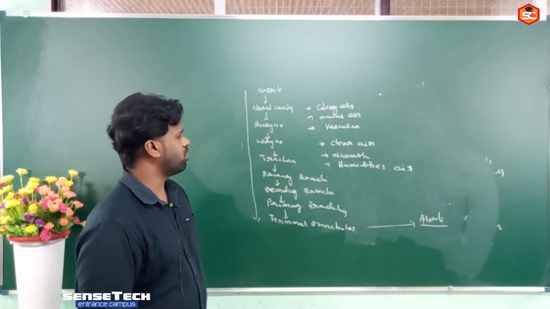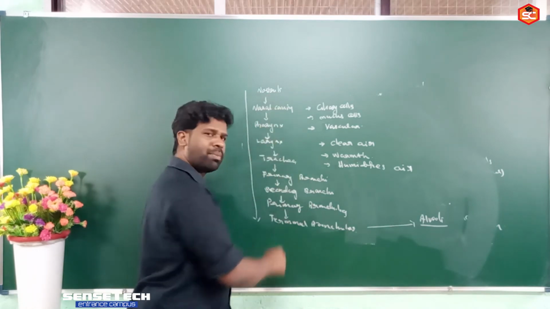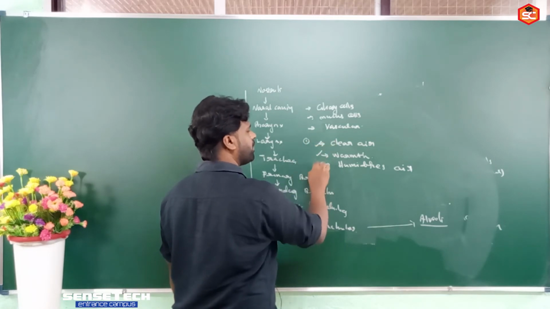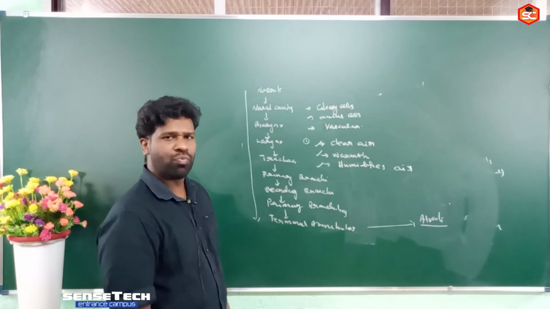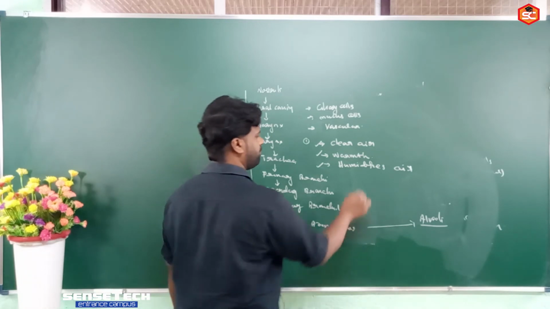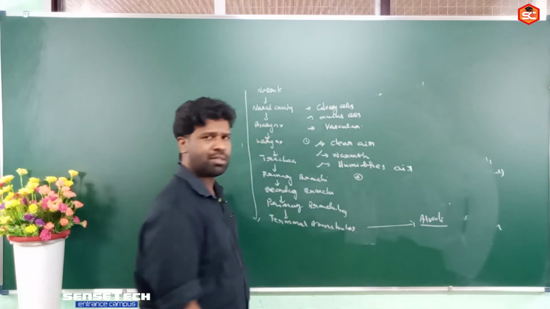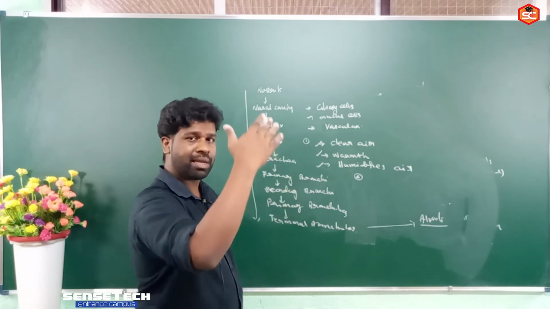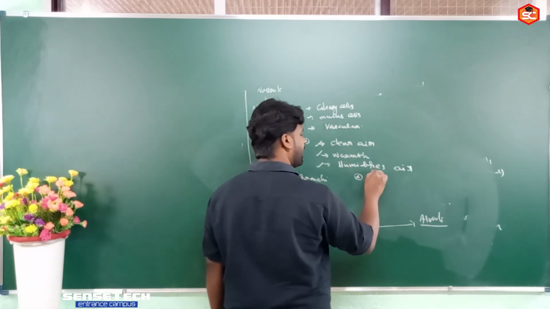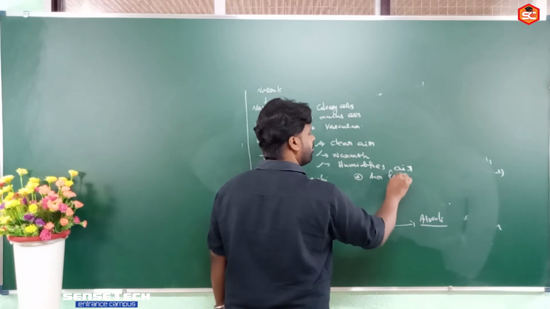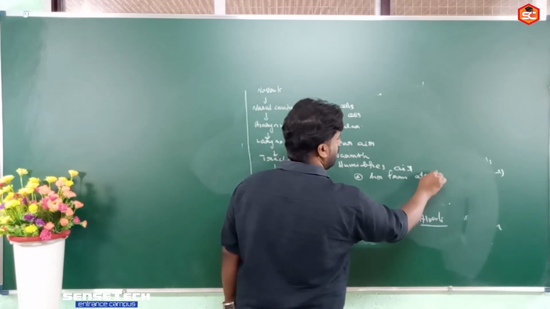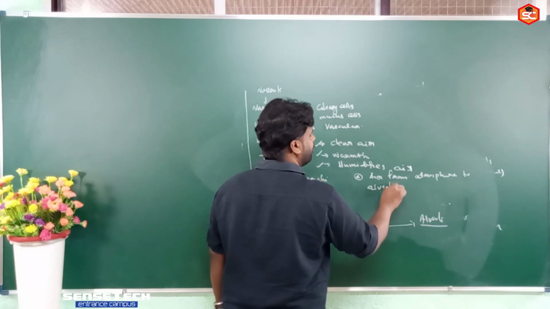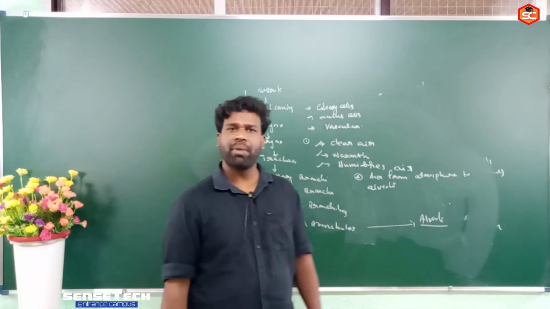So what is the conducting part? The part from nostrils to terminal bronchioles. Its functions include clearing, warming and humidifying the air, one of the functions. Second function, as the term implies, is conduction. Conducting part means it conducts air from the atmosphere to the alveoli.